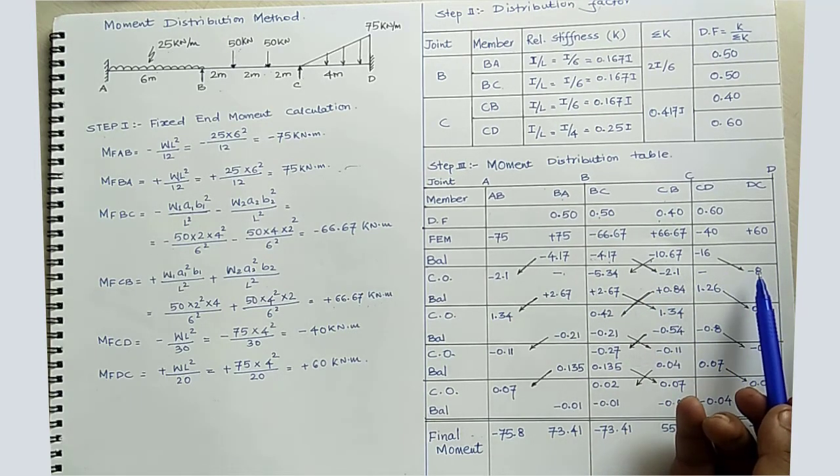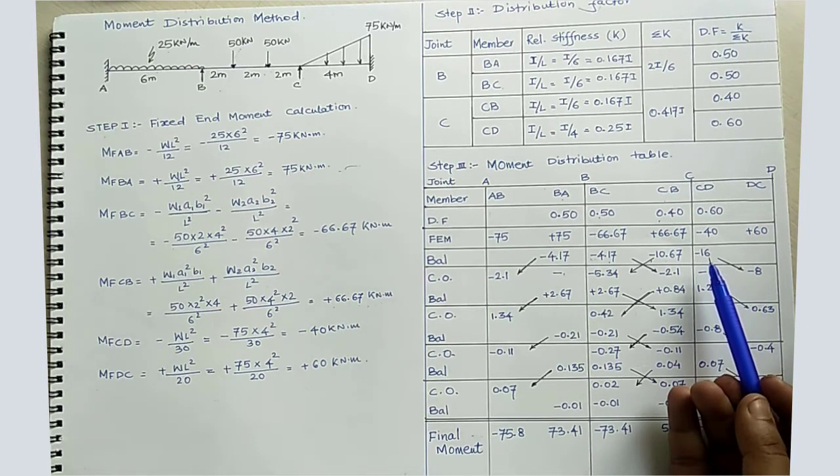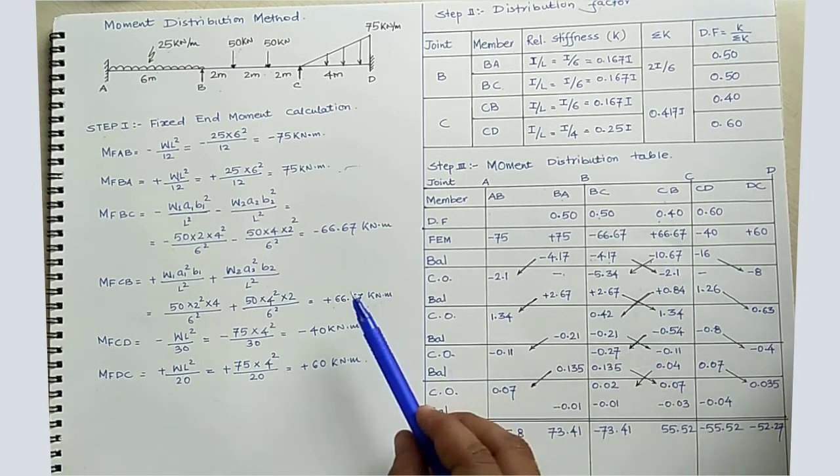Now D is the fixed one again, so it has the nature to take the moment from the nearest end. So it takes 50% of the CD member. The CD member has the moment of minus 16. So the DC member takes the value from the CD member, and it is minus 8. So this is the carryover.